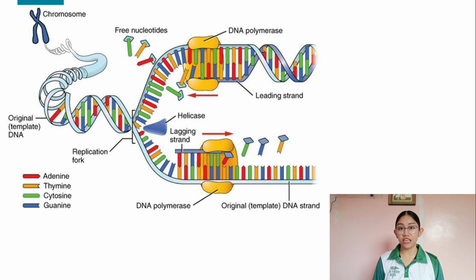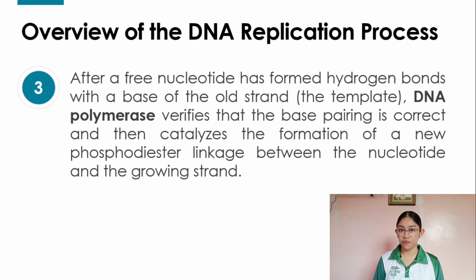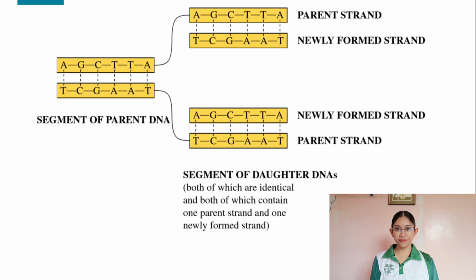If the base pairing is incorrect, DNA polymerase removes the incorrectly paired nucleotide and adds the correct nucleotide with a base that complements the base of the template strand. Afterwards, DNA polymerase then catalyzes the formation of a new phosphodiester linkage between the nucleotide and the growing strand. So as you can see in this picture, we now have two new daughter DNA segments, both of which are identical to the parent DNA segment. As of now, we had just finished going through the DNA replication process.